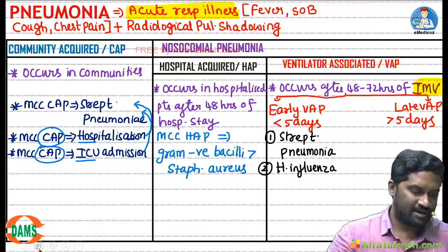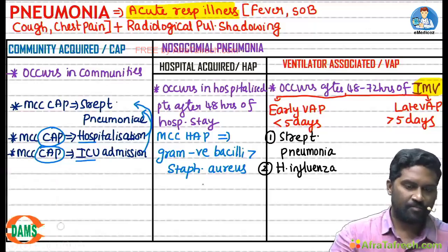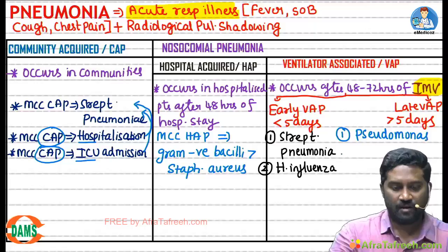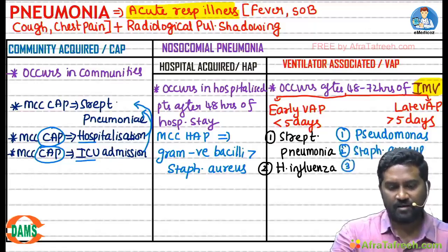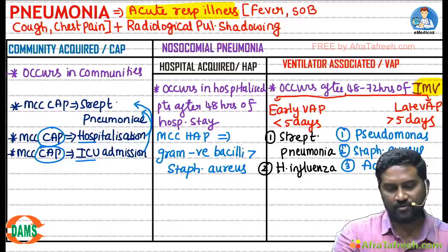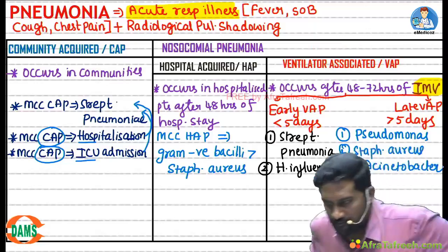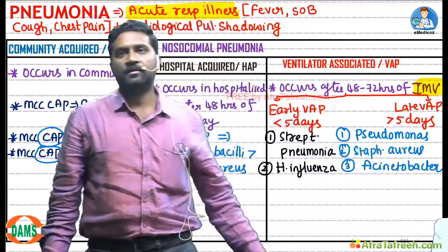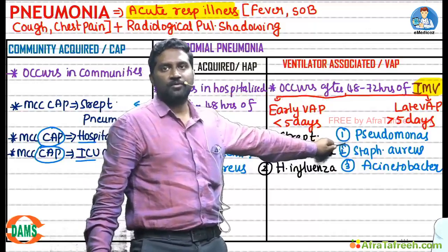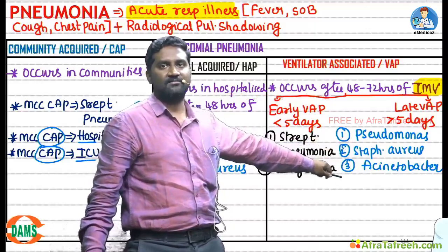For late VAP, the most common will be Pseudomonas. Along with that, its best friend Staph aureus and their newfound love Acinetobacter. Late VAP is very important. Most common is Pseudomonas, Staph aureus, Acinetobacter.